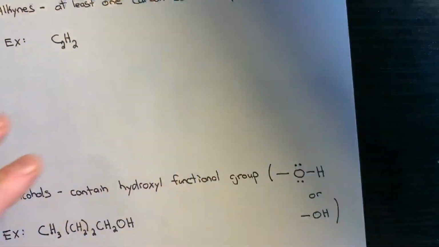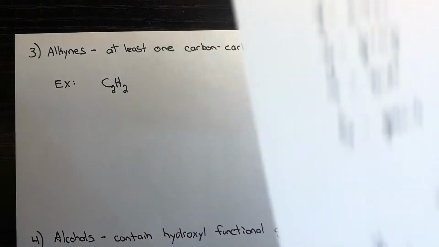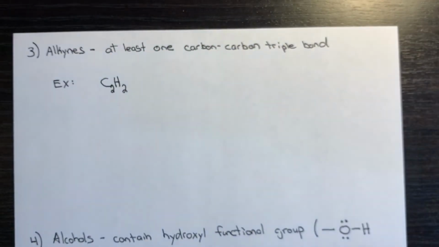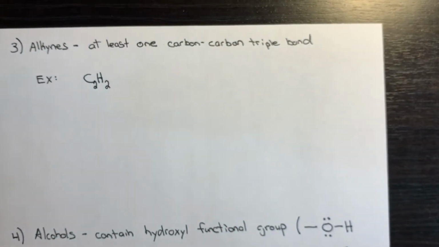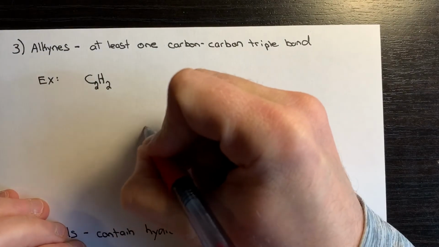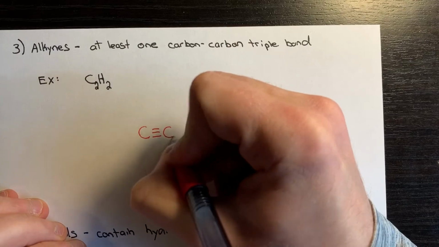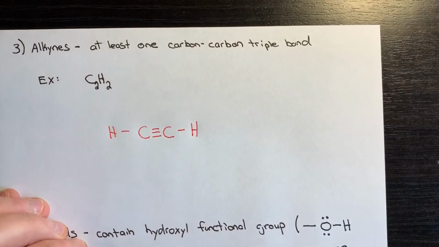Moving on to alkynes, again, kind of stemming from our alkenes, we're talking about molecules that contain at least one carbon-carbon triple bond. And so let's say we're given the formula C2H2. If I wanted to draw this, I have a carbon-carbon triple bond, and I have some hydrogens out here in the wings.